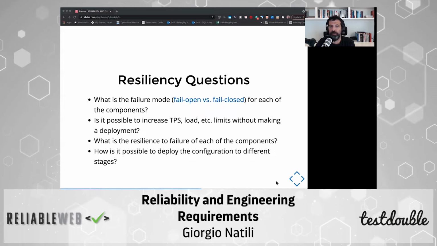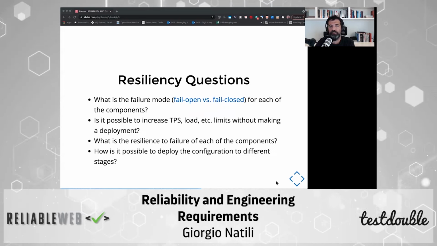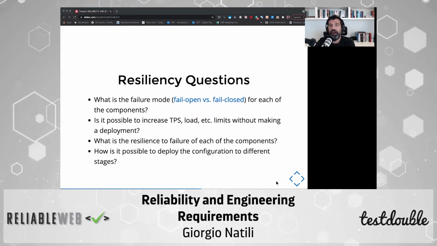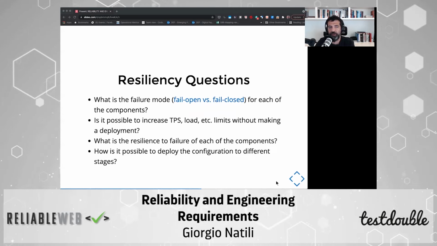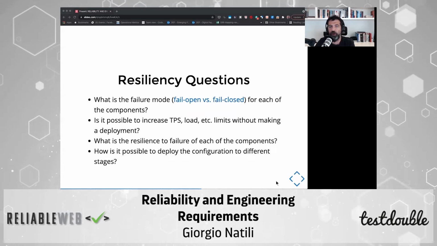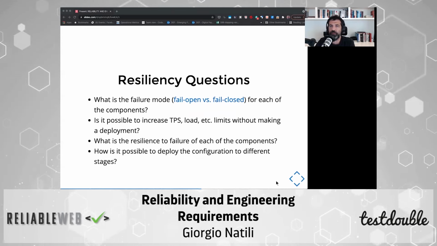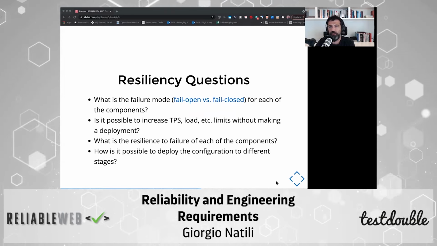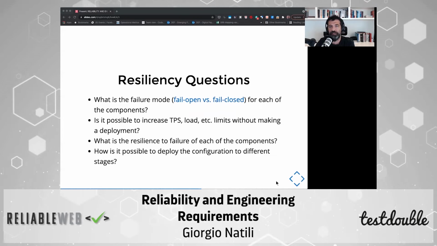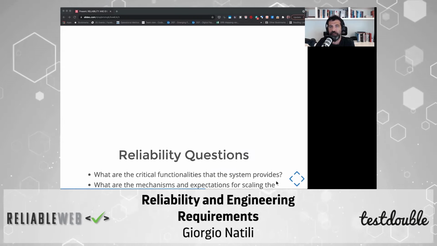How is it possible to deploy the configuration to different stages? And how is it possible, and if it is possible, to increase TPS load without making a new deployment? All these questions will help you to understand where the resiliency gaps in your system are.